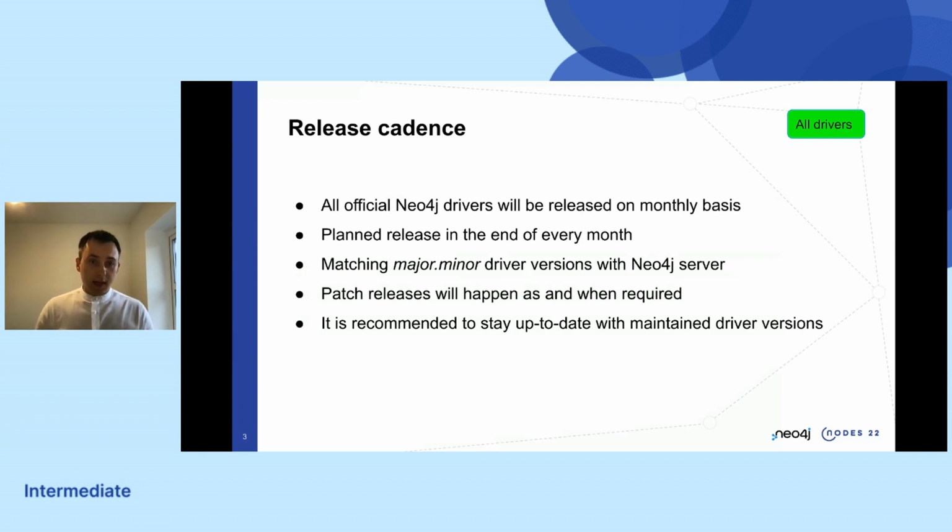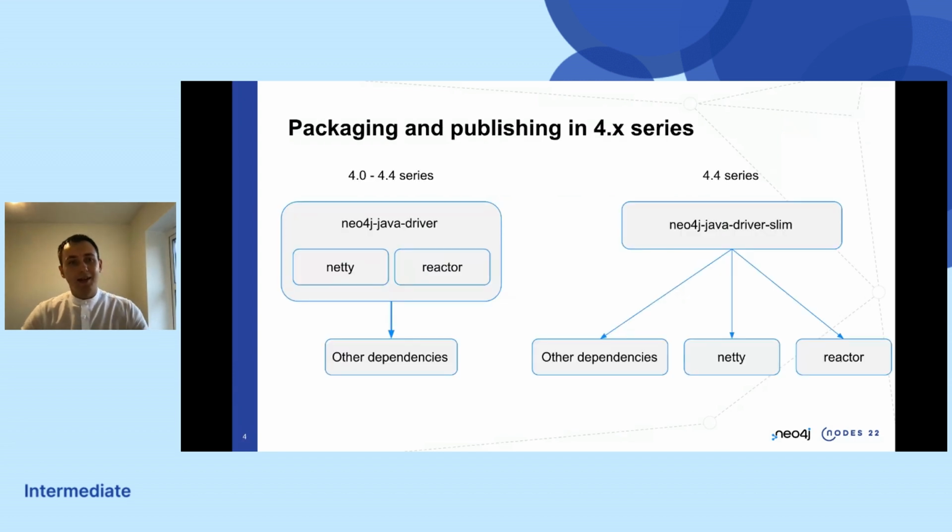We start with release cadence. Beginning with version 5, all official Neo4j drivers will be released on a monthly basis. In practice, it means that there is a planned release at the end of every month. The main motivation is to have major and minor driver versions matching the Neo4j server, which will follow the same cadence. Obviously, patch releases will happen as and when required, and naturally, we recommend you stay up to date with maintained driver versions.